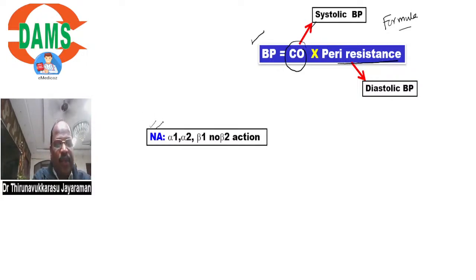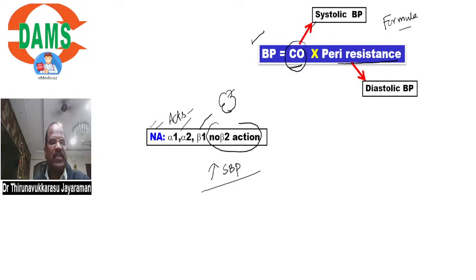Noradrenaline usually acts on alpha 1, alpha 2, beta 1, and it has no significant action on beta 2. Because of acting on beta 1 in the heart, it may increase cardiac output. Because of increasing cardiac output, systolic BP may increase.